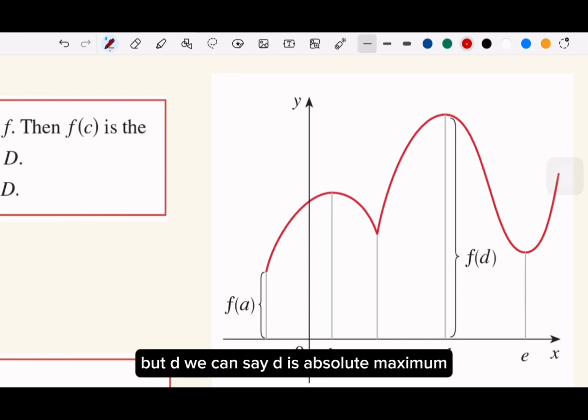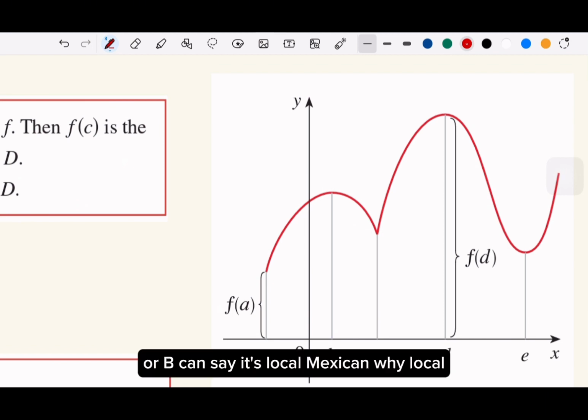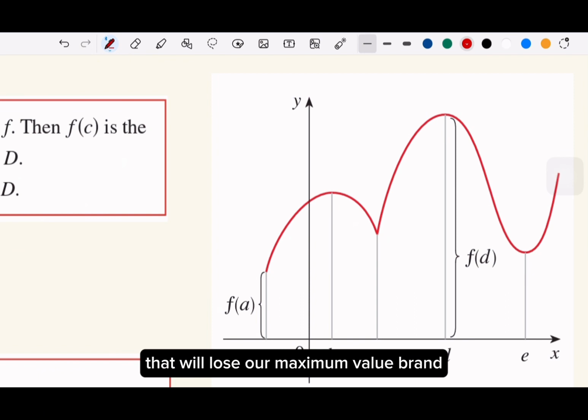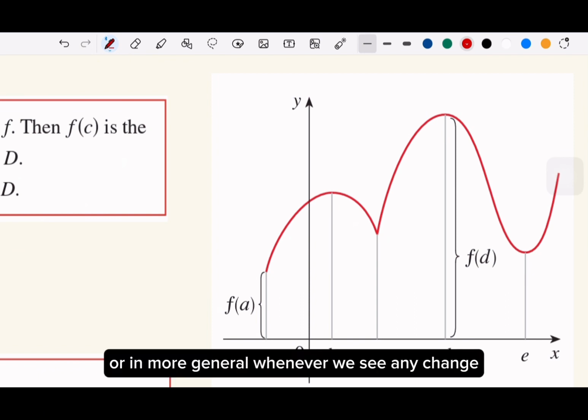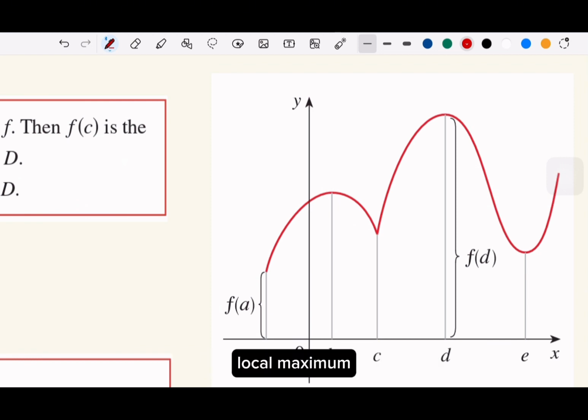Yeah, we can also say B is a maximum. But D, we can say D is the absolute maximum. For B, we can say it's a local maximum. Why local? Because if we are only looking at this part here, that will be our maximum value, right? Or more generally, whenever we see a change between positive slope and negative slope, there will be some number in between. Let's suppose that this number will make the function a local maximum.